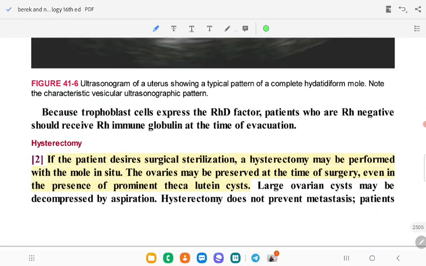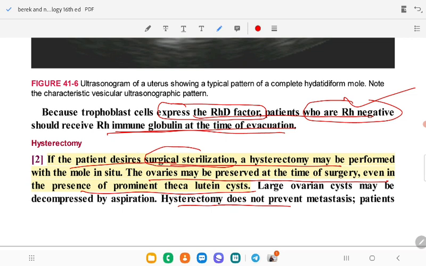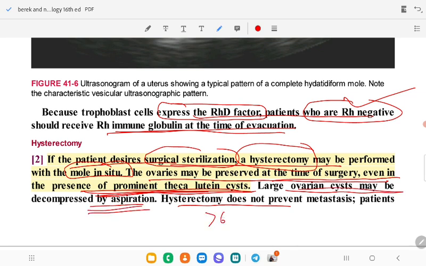Then, because the trophoblast cells express the RhD factor, patients who are Rh negative mothers should be given immunoglobulin. Hysterectomy: if the patient desires surgical sterilization, a hysterectomy may be performed with the mole in situ. The ovaries may be preserved at the time of surgery even in the presence of prominent theca lutein cysts. Large ovarian cysts can be decompressed by aspiration if more than 6 cm with symptoms of torsion, rupture, acute pelvic pain.